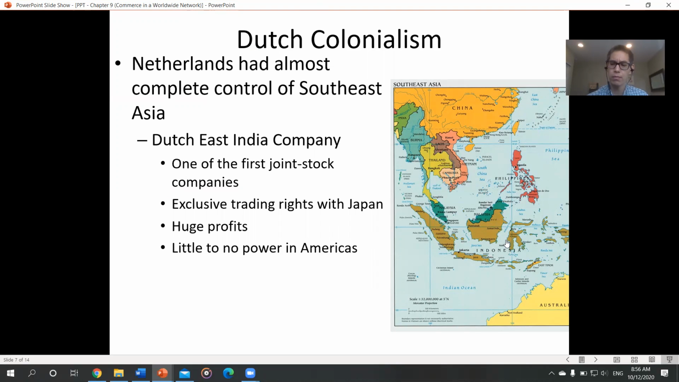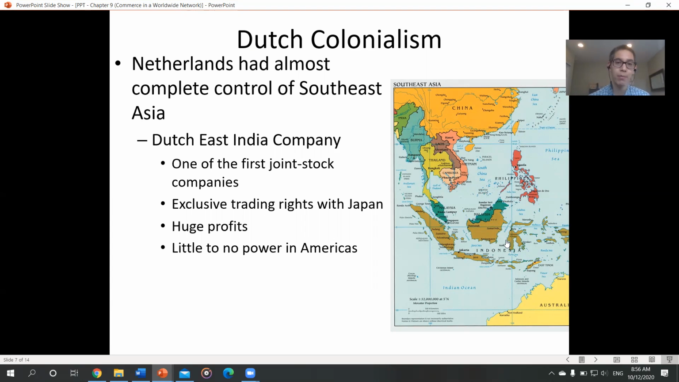The Dutch voyages of exploration were not funded by the crown. You might remember that the Dutch actually had a republic called the Dutch Republic. And so at a certain point, there was no crown, there was no king. Instead, Dutch colonialism was funded by what were called joint stock companies, basically private businesses.